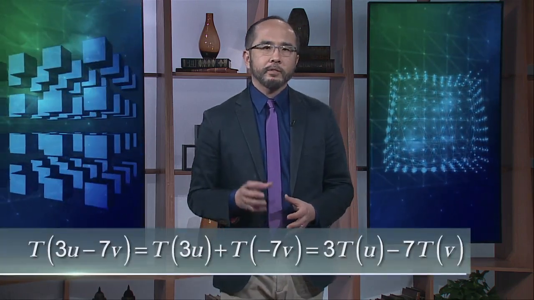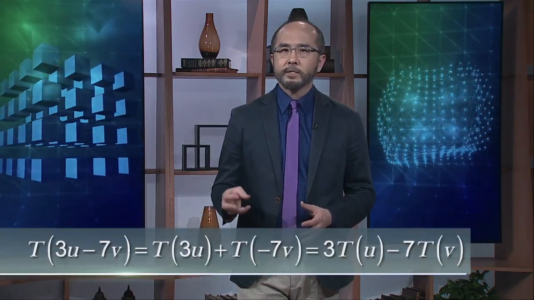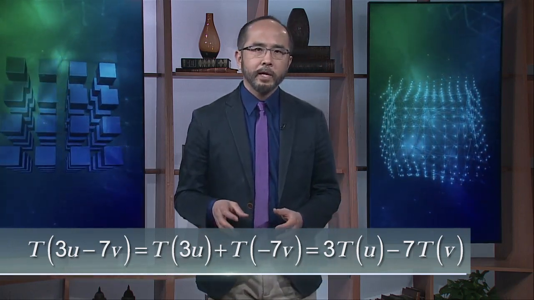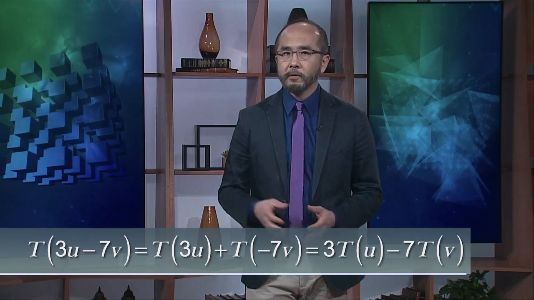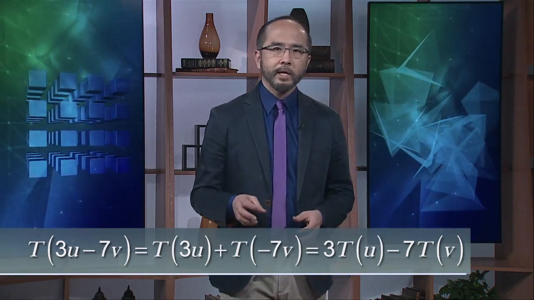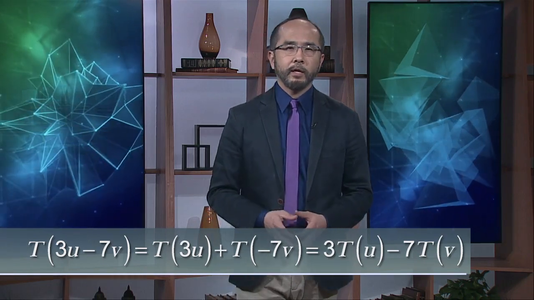For instance, using the two properties of linear transformations, we see that T(3u - 7v) equals T(3u) plus T(-7v). And that equals 3 times T(u) minus 7 times T(v). So this is where a linear transformation gets its name. It's a transformation that preserves linear combinations.